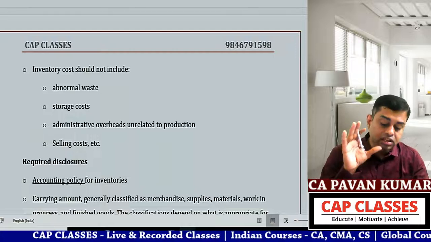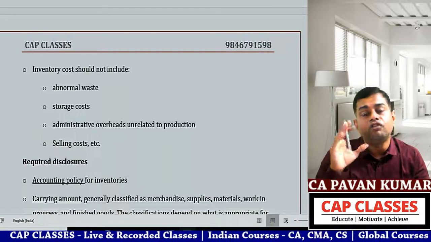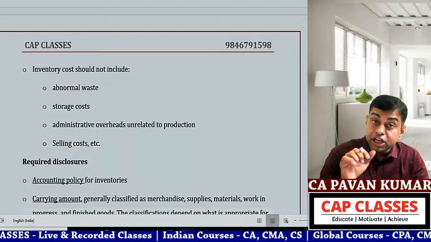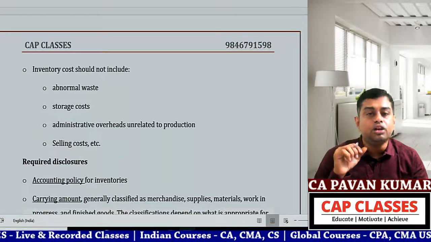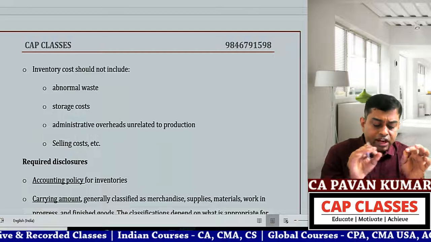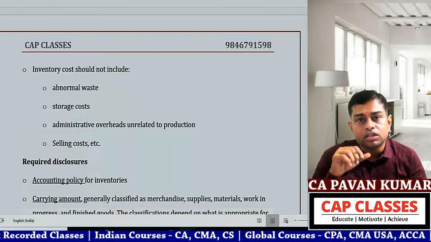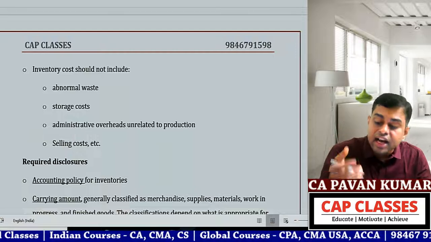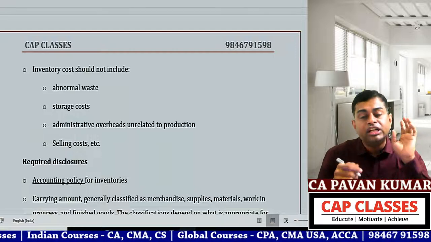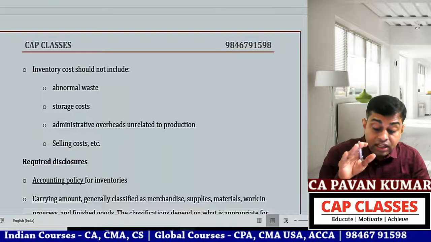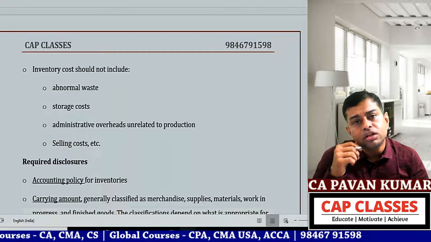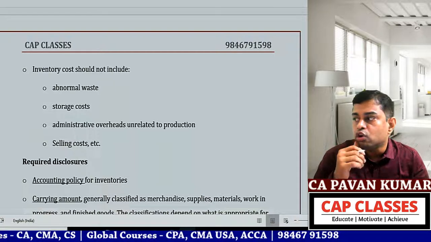So in the exam, in the question, they said administrative overhead. They have not mentioned whether it is related to production or unrelated to production. Simply, they have given administrative overhead $750. Pavan sir, what should I do? Assume that they are unrelated to production. If they are related to production, they have to mention. If they have not mentioned in the question that they have connection with production, you assume that they have no connection with production. Normally, administrative costs have no connection with production.